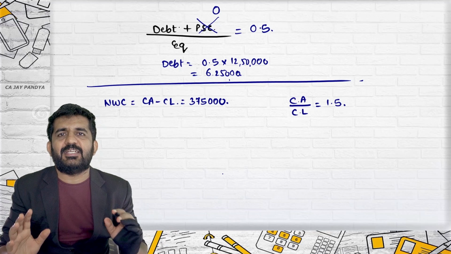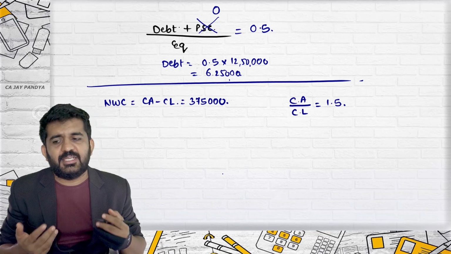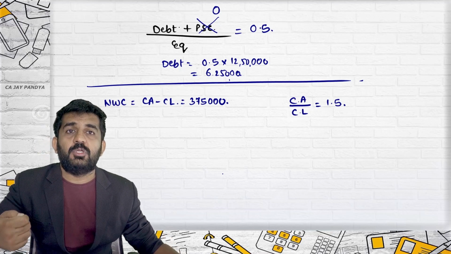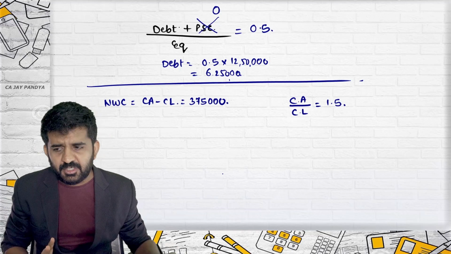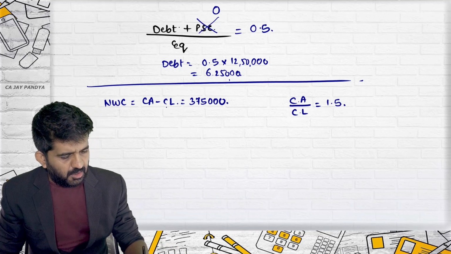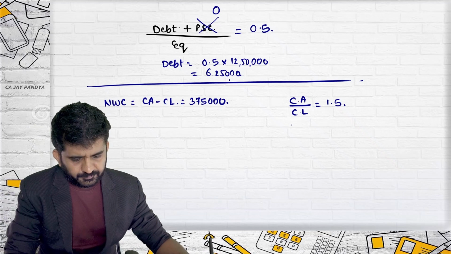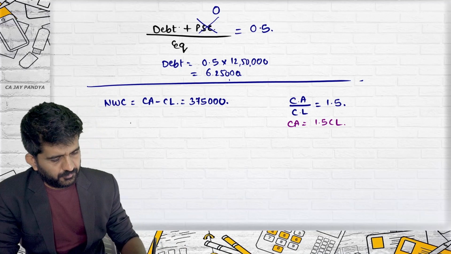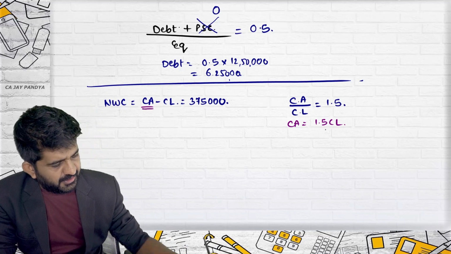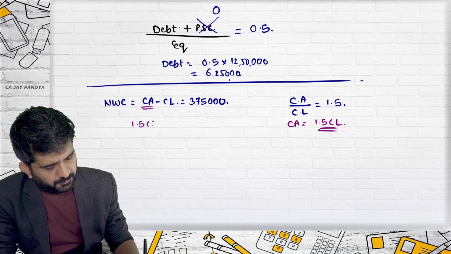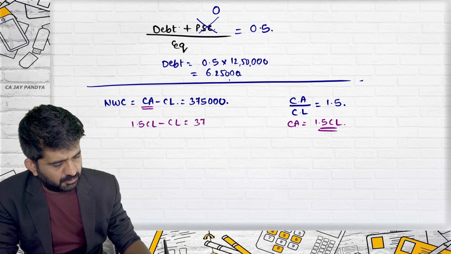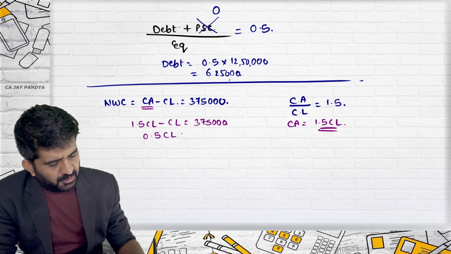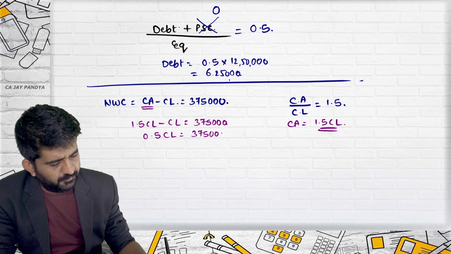If current assets minus current liability and current asset divided by current liability are given, ultimately you can find out the answer of current assets and current liability. See how to find out. Current asset is 1.5 current liability. So instead of current asset over here, can I write 1.5 current liability? Yes. 1.5 current liability minus current liability is equal to 3,75,000. This is 0.5 current liability is equal to 3,75,000.